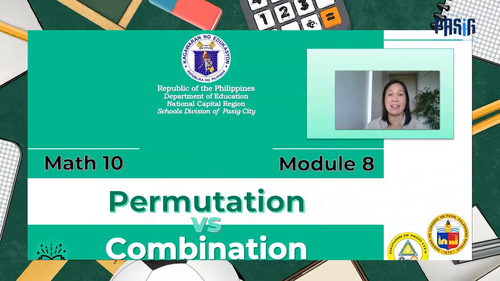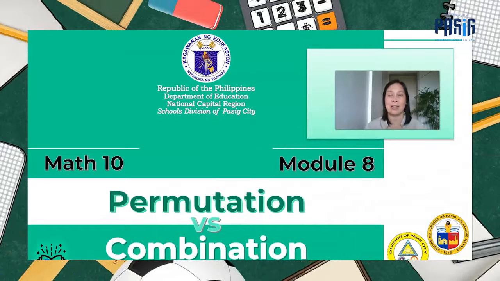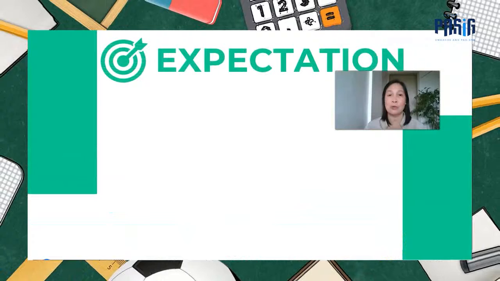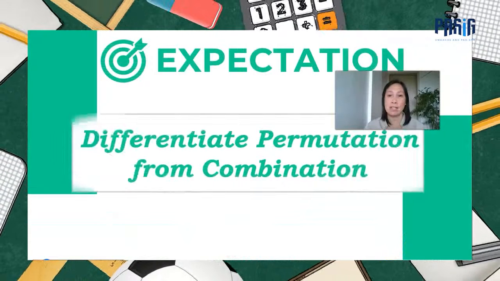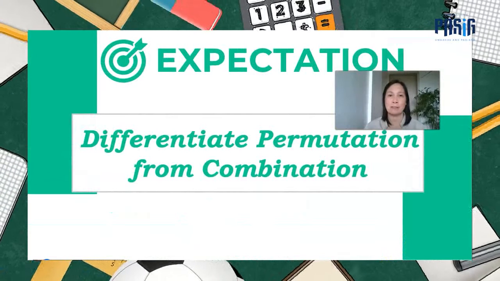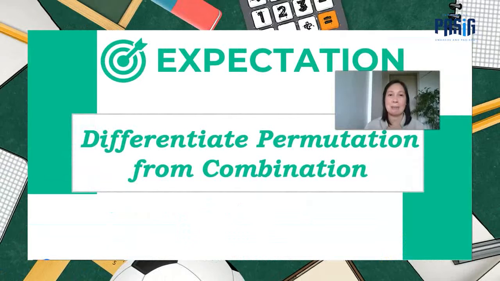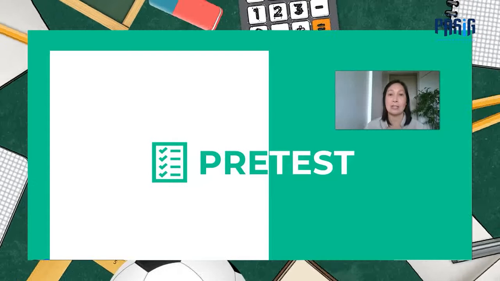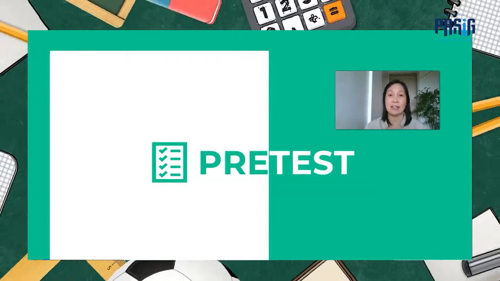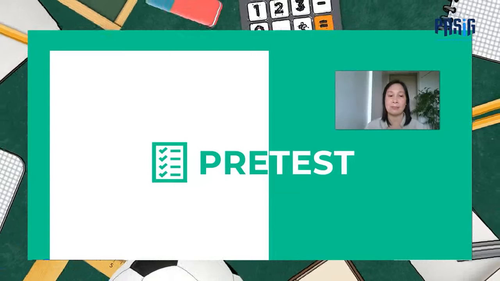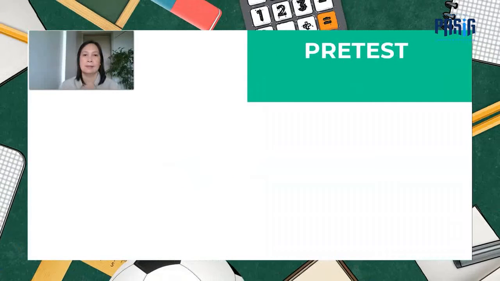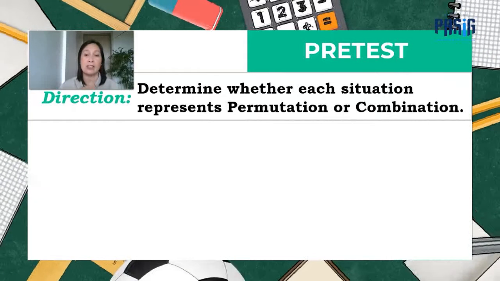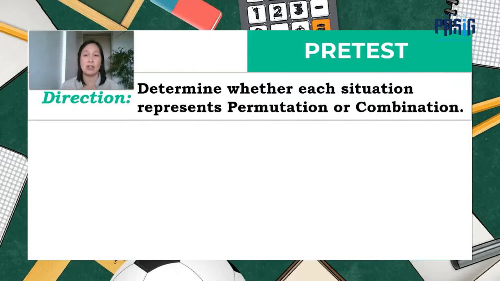I hope you are ready and excited about our lesson for today. At the end of the lesson, you are expected to differentiate permutation from combination. Before we proceed, please answer the pretest to check your readiness in the lesson. You may pause the video while answering, then play it once you are done. Direction: determine whether each situation represents permutation or combination.